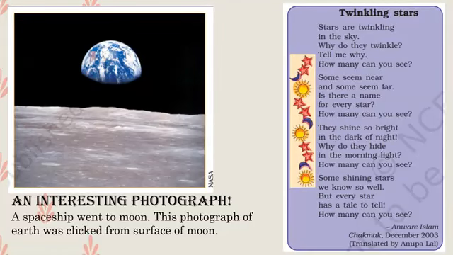An interesting photograph: a spaceship went to the moon. This photograph of Earth was clicked from the surface of the moon. Similar to the moon, when Earth is seen from the moon, it looks like a big shiny blue ball on the horizon of the moon. But with this, you can also see the surface of the moon. The surface of the moon is uneven. As you can see there, it is not smooth.